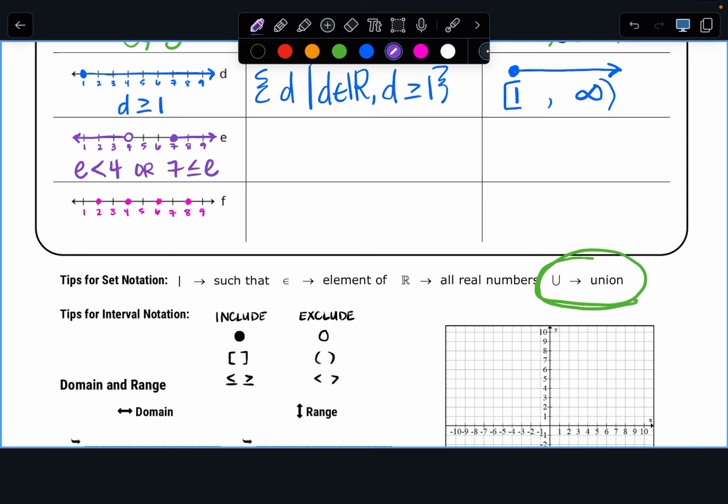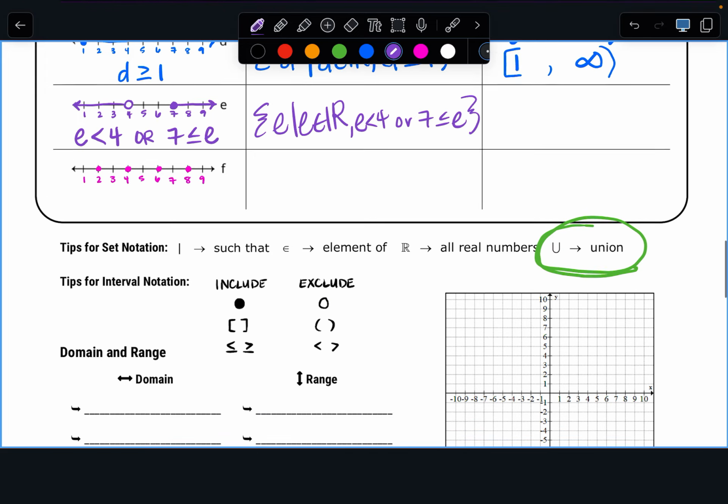In the cases where they come together and you have two ends and everything in the middle is shaded, that's what we consider to be an "and." So it's usually an "and" statement or an "or" statement. If they go in separate directions, that's an "or" statement. So I'm going to write E such that E is an element of all real numbers. And then all I'm going to do, like I've done before, is write what I have for my inequality.